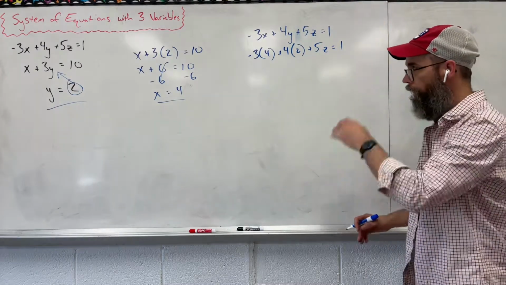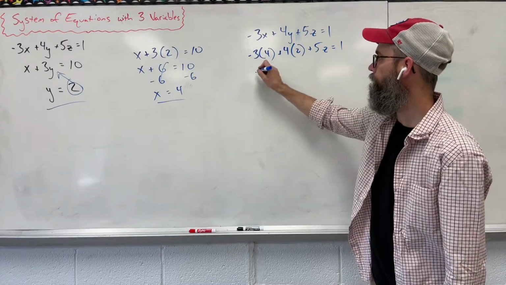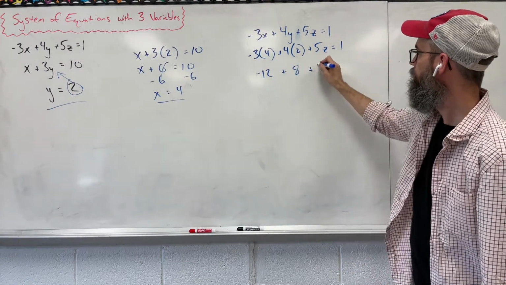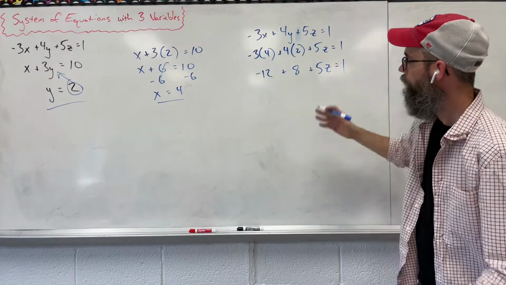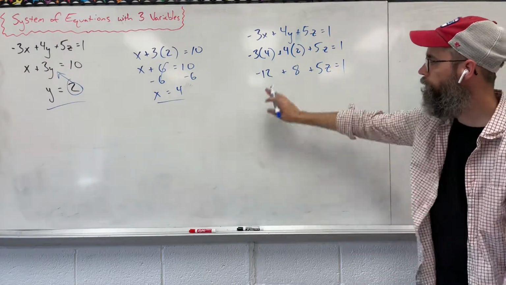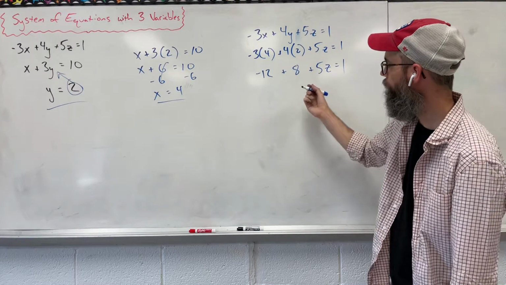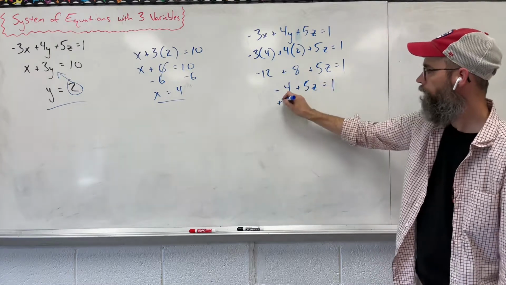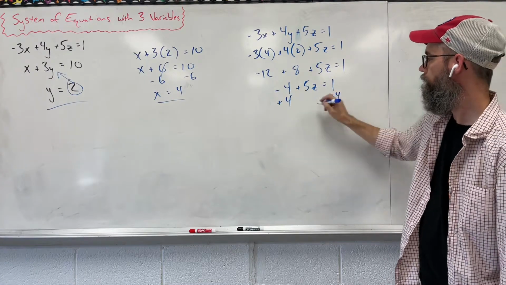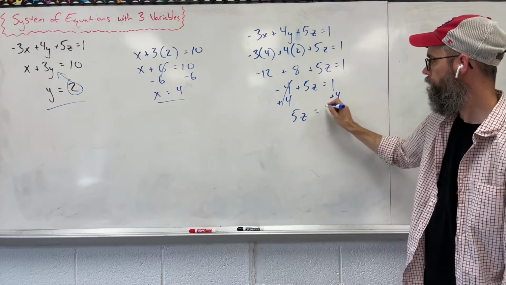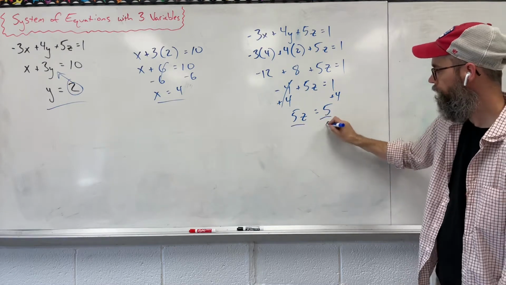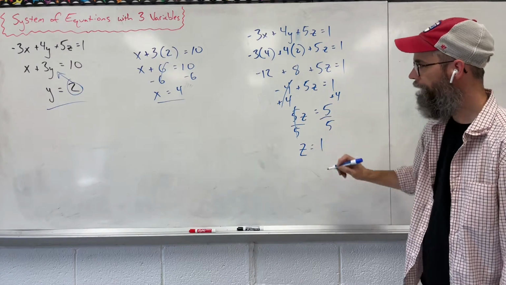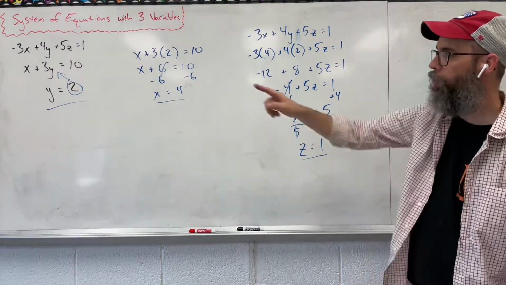And let's multiply away. 3 and 4 gives us 12, which is going to be a negative. 4 and 2 is the 8. So let's combine like terms. 12 and the 8 gives us a negative 4. And then move that 4. And divide. So here we have our three answers, x, y, and z.